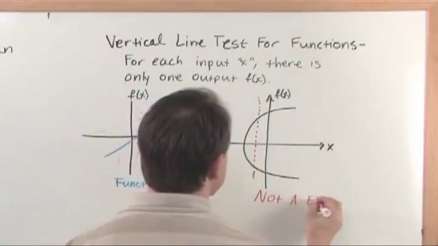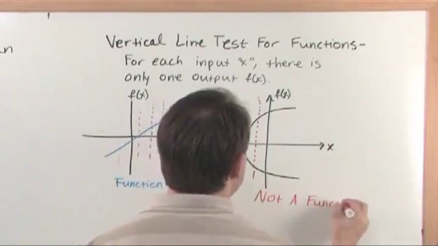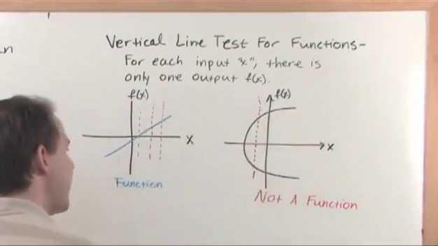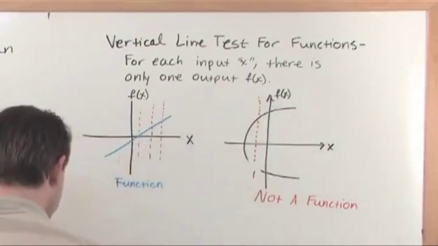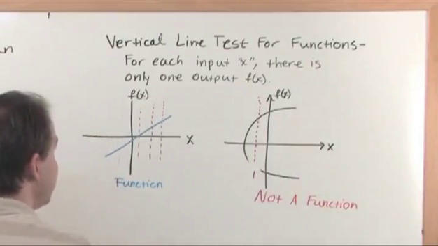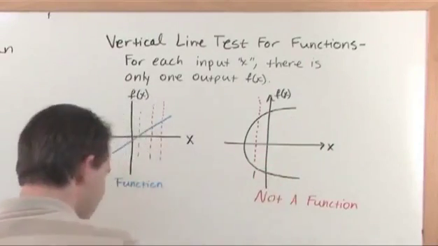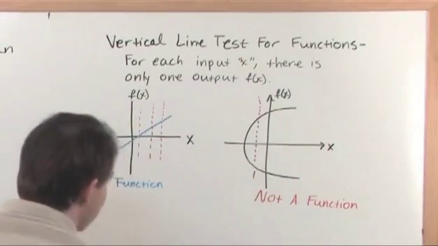this is not a function. Okay? So make no mistake about it, you do have a graph of something here. You have graphed an equation of some kind, but what I'm trying to tell you is there's a very specific definition for the term function, and that definition says that for every input x, there should be only one output, f of x.